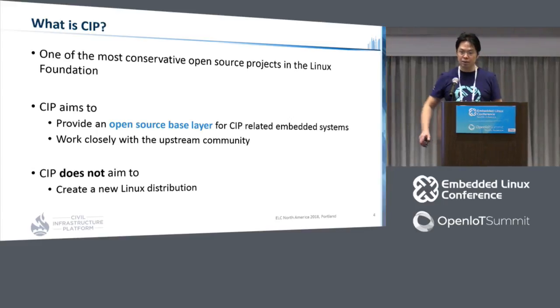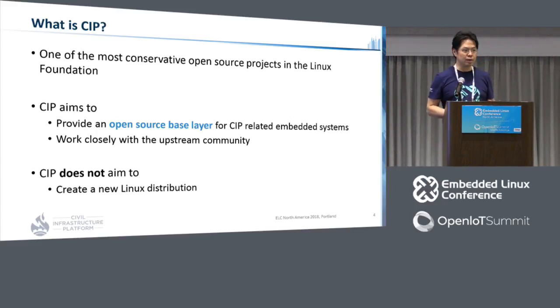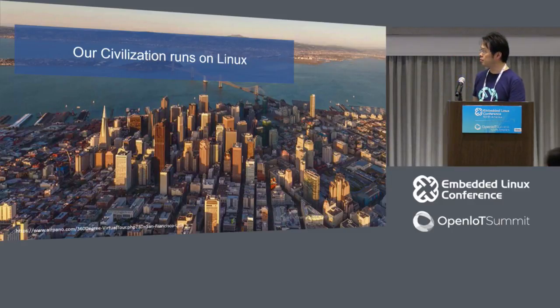So CIP wants to create a base layer, but a base layer doesn't mean a whole distribution. A whole distribution is quite big, but we would like to concentrate on building a very limited set of important pieces for our embedded use cases.